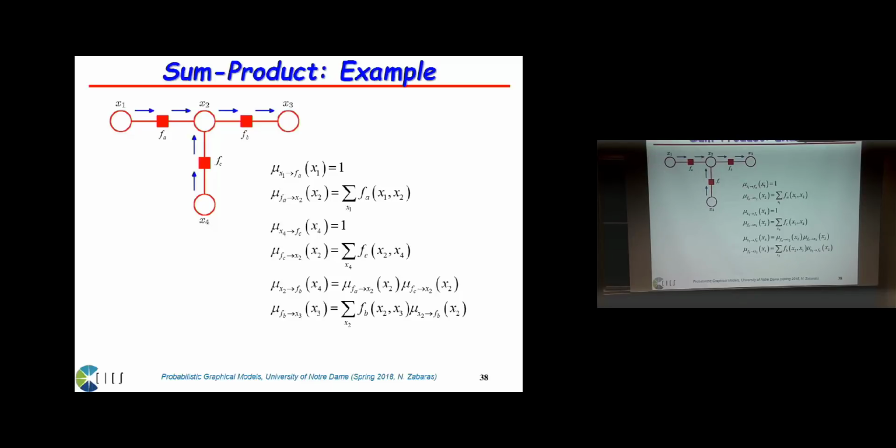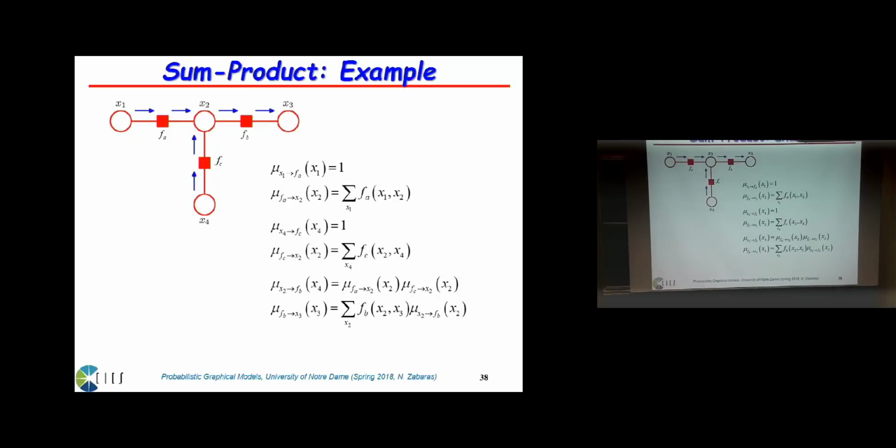Now from fa to x2, what do we have to find this? We have to take the factor, multiply it with what? With the incoming message, which is how much? 1, and then get rid of x1. So if I wanted to write this explicitly, I would say inside the summation times 1, right? But you get that. Okay?